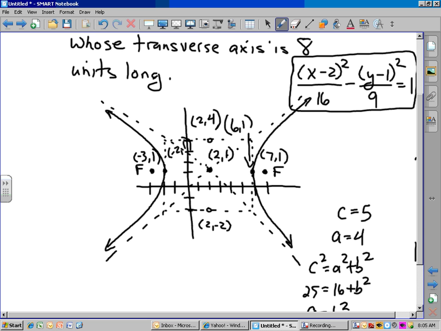One other thing that you may be asked to do is find the equation of the asymptotes. Okay, we're going to try to make this as simple as possible. The equation is going from the center out through a corner of the rectangle. So what would the slope of that line be? It's either a over b or b over a. In this case, what would it be?